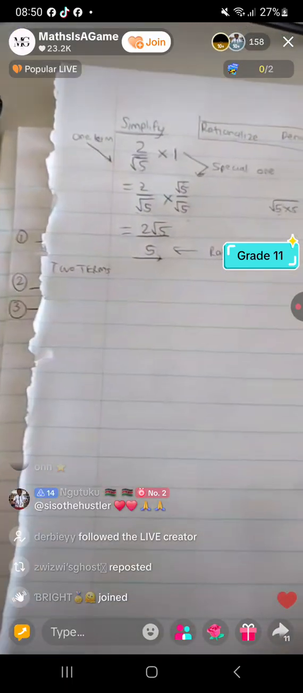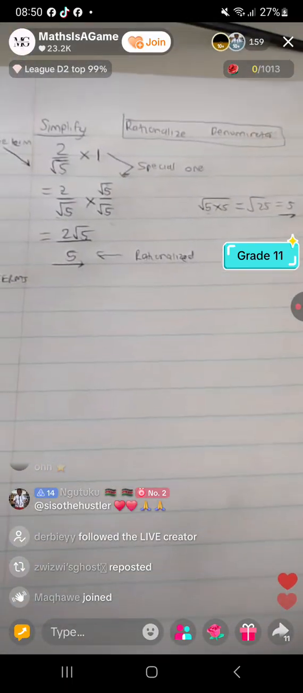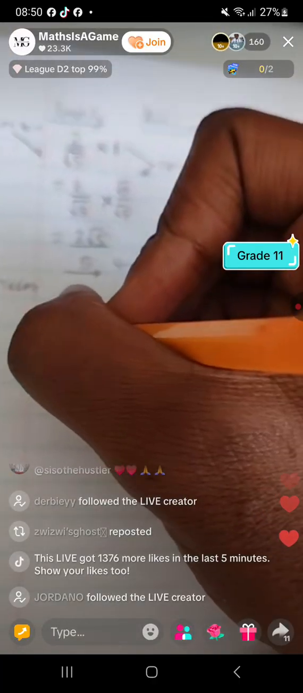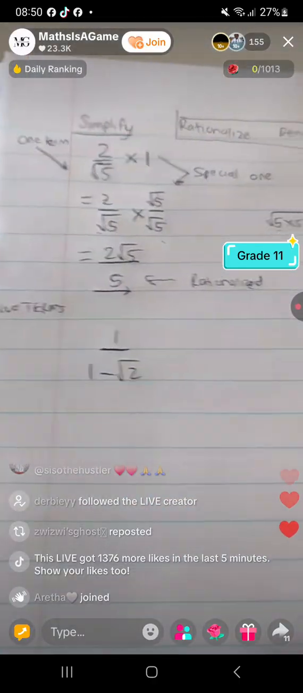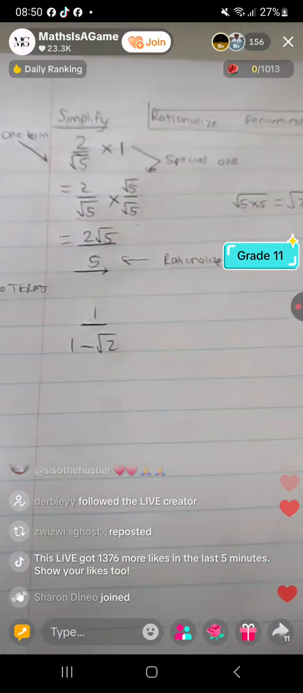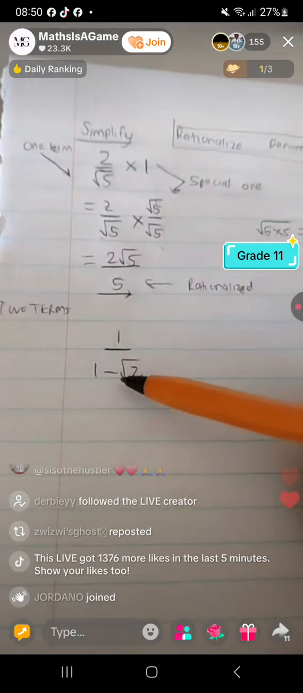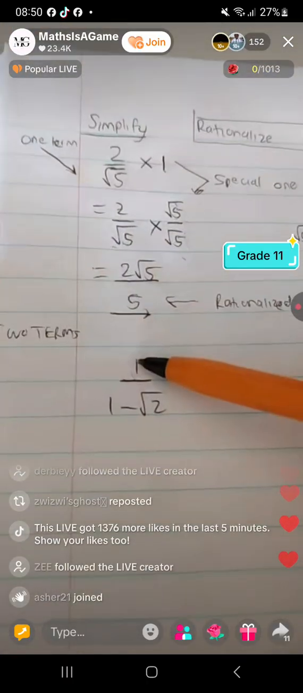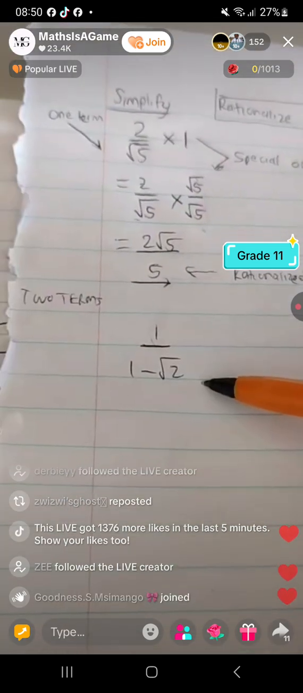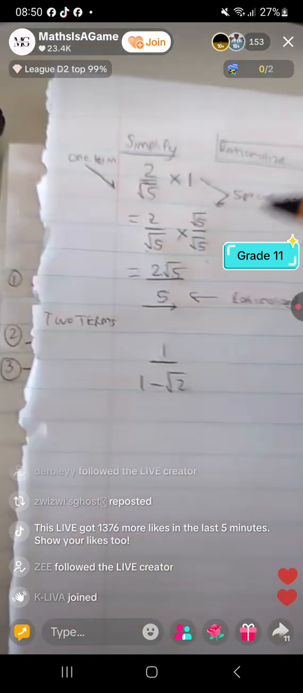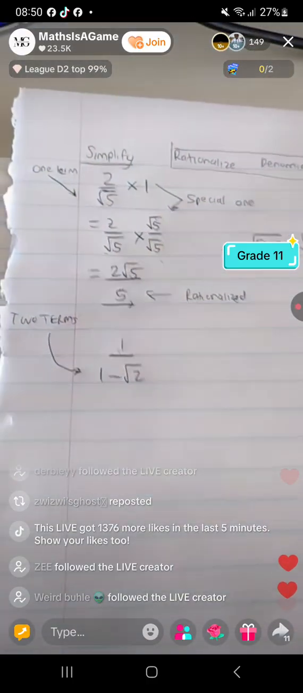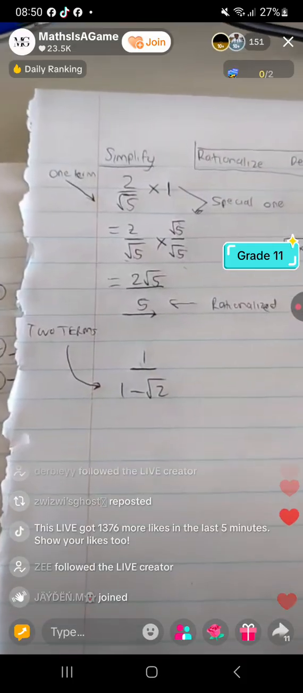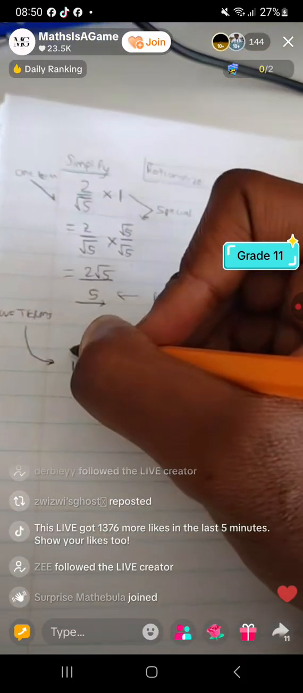Okay, let's go and look at another problem. Because we are blessed here, we have problems. Nice life problems. Look at this problem: 1 over 1 minus root 2. What do you see here? The numerator, the denominator. In the denominator, how many terms? 1, 2. Now you have 2 terms in the denominator, unlike this one where you had 1 term in the denominator. So how do we go about doing this one?